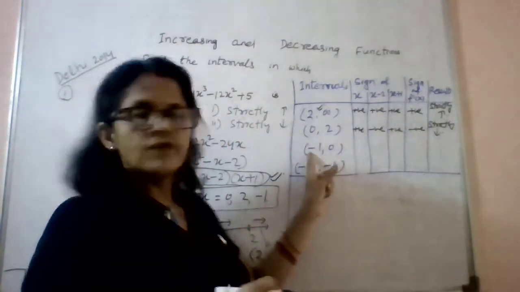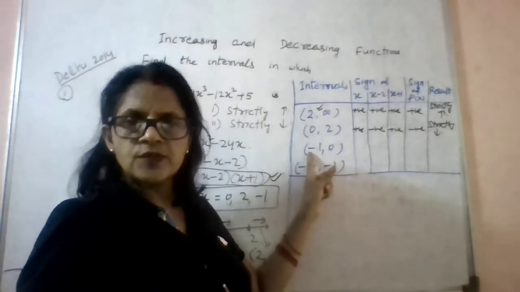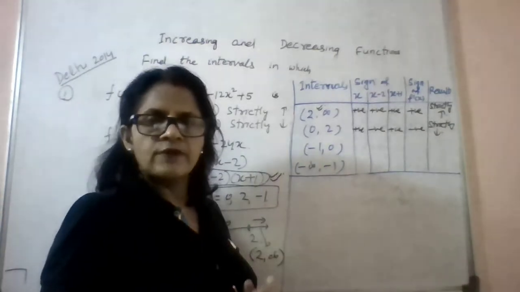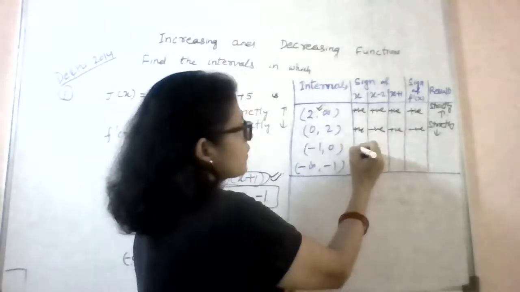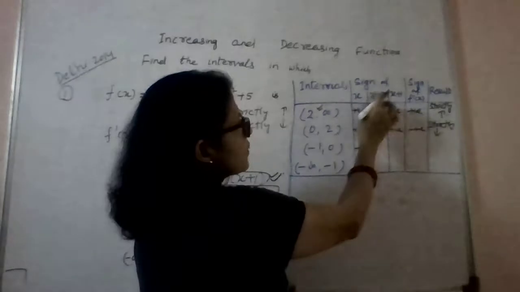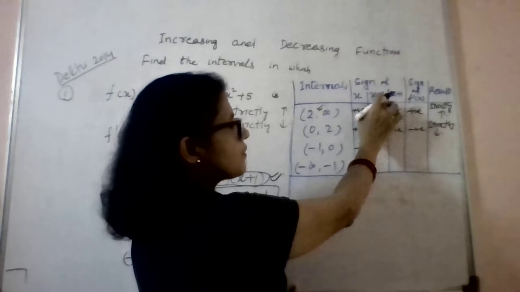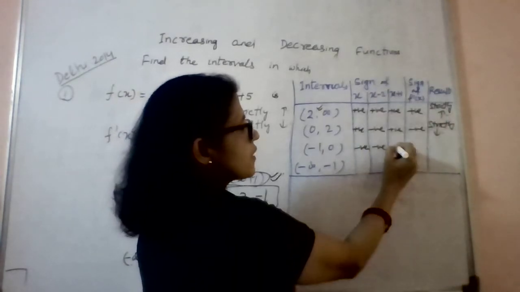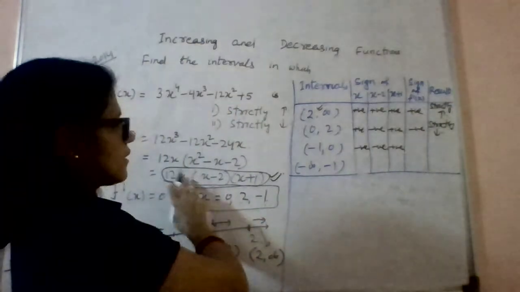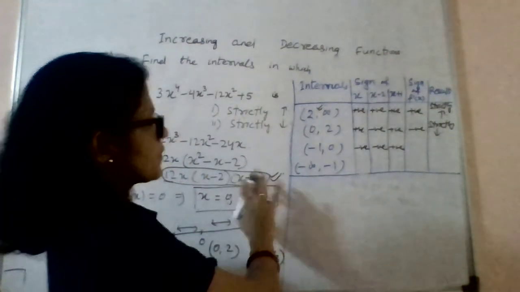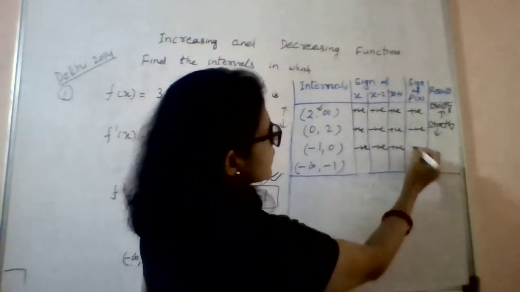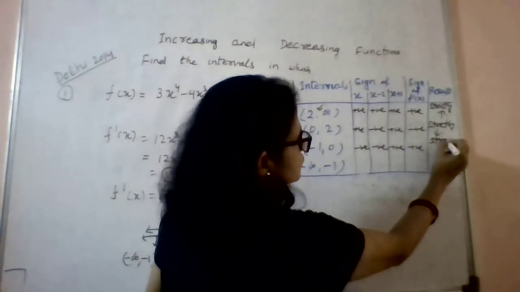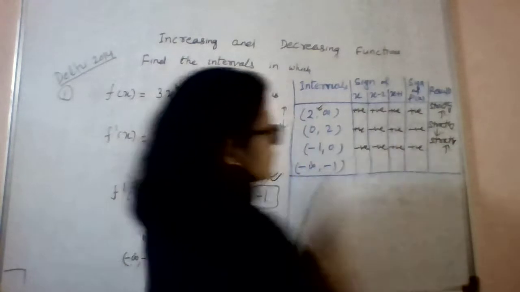Next, minus 1, 0. Okay, so think of a number which is more than minus 1, less than 0. Right? So maybe you can take minus 0.5. Here it is minus 0.5 minus 2, negative. Then minus 0.5 plus 1 positive. So here negative into positive, so this will be negative.